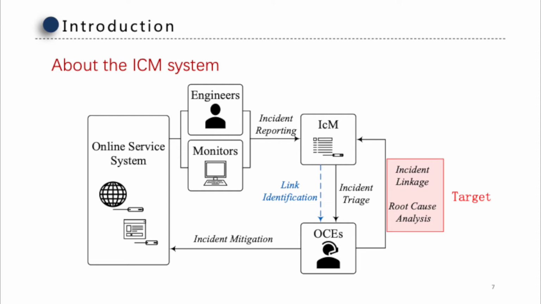Through the whole process, the incident mitigation step usually consumes a lot of time and labor resources. This consumption can be greatly reduced by transferring past knowledge and solutions to the current incident by identifying the links. Therefore, this work focuses on identifying incident links for on-call engineers, as shown by the dashed line, so as to quickly find the mitigation solution as well as figure out the right root cause of the incident.